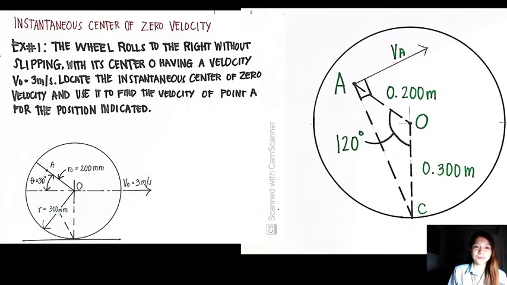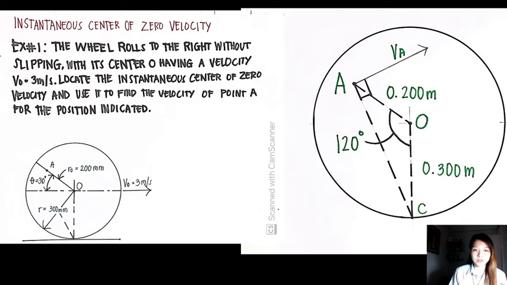I am discussing one of the topics of dynamics of rigid bodies, which is the instantaneous center of zero velocity. So let's start by solving an example. Example number 1. The wheel rolls to the right without slipping, with its center having a velocity v sub o of 3 meters per second. Locate the instantaneous center of zero velocity and use it to find the velocity of point A for the position indicated.